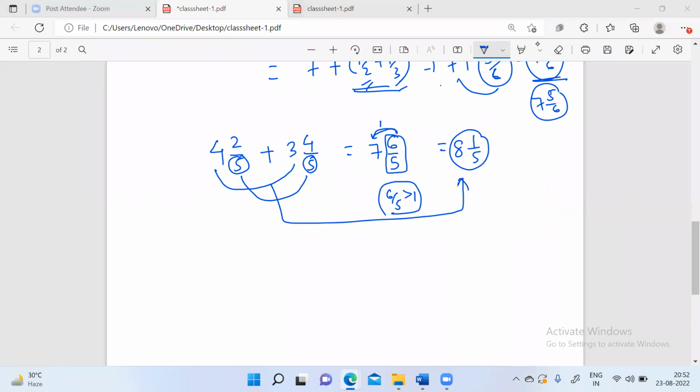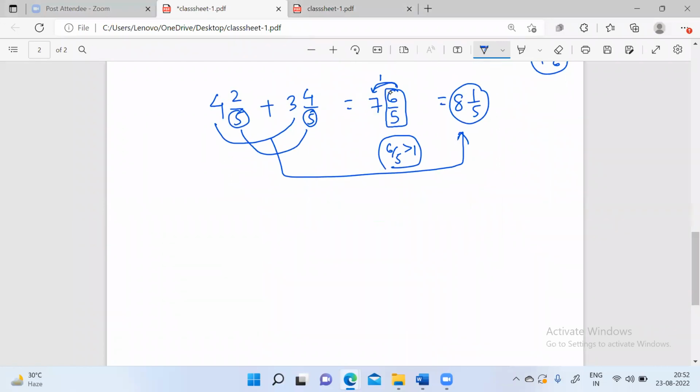No, sir. See what is happening once again. Let me explain. This is 4 2/5 and 3 4/5. So this number is 4 and 2/5. This number is 3 and 4/5. So in order to add these two, I'm just adding them separately. I'm adding this integer part separately and the fractional part separately. So the addition of integer parts will be 7 and the addition of fractional parts will be 6/5.